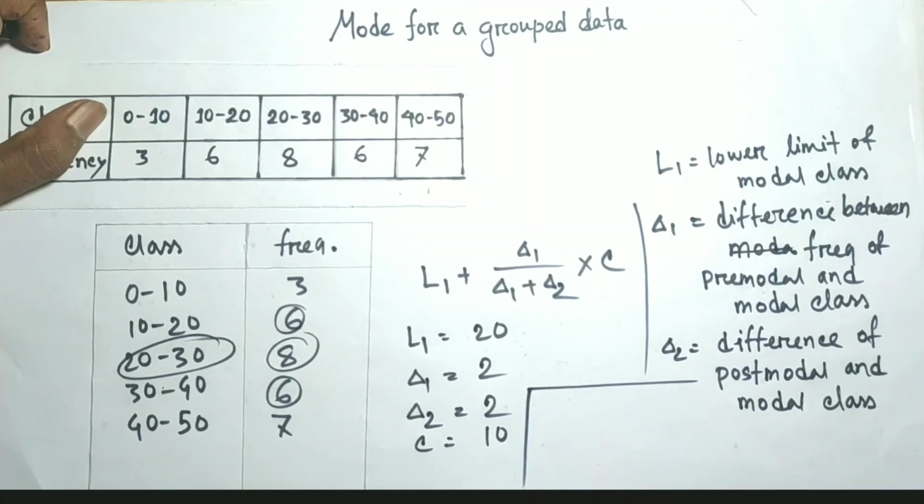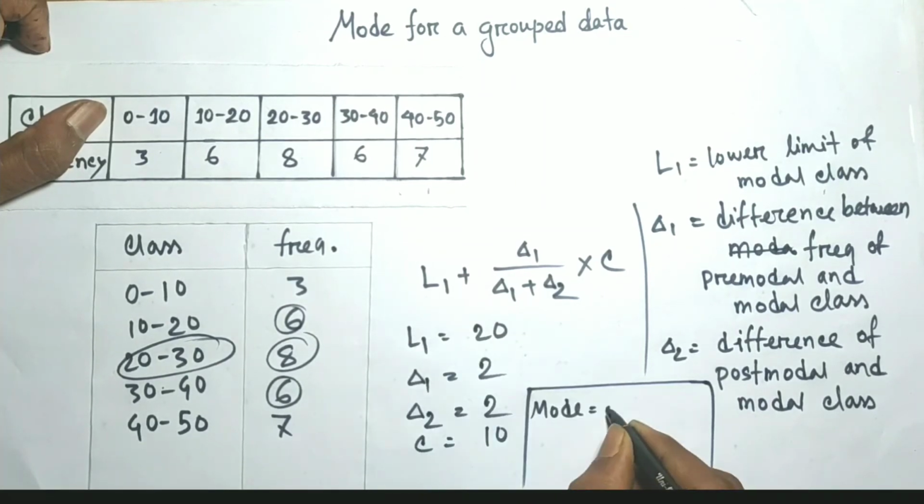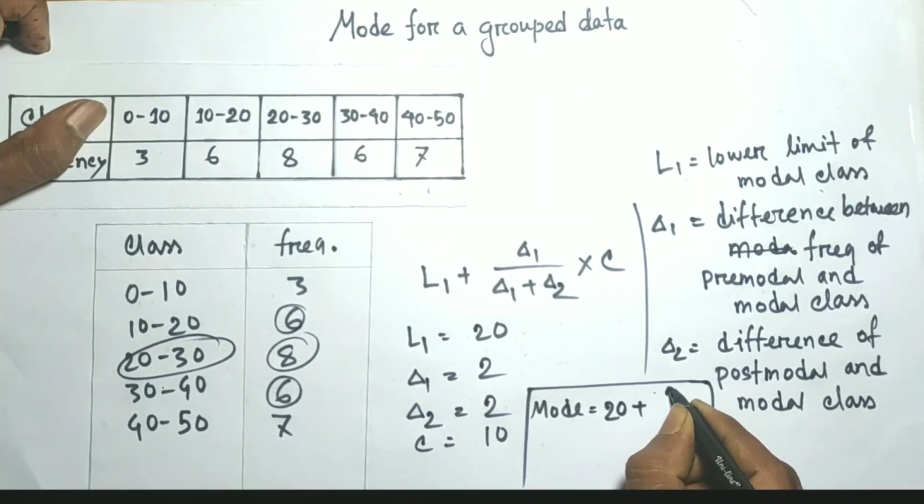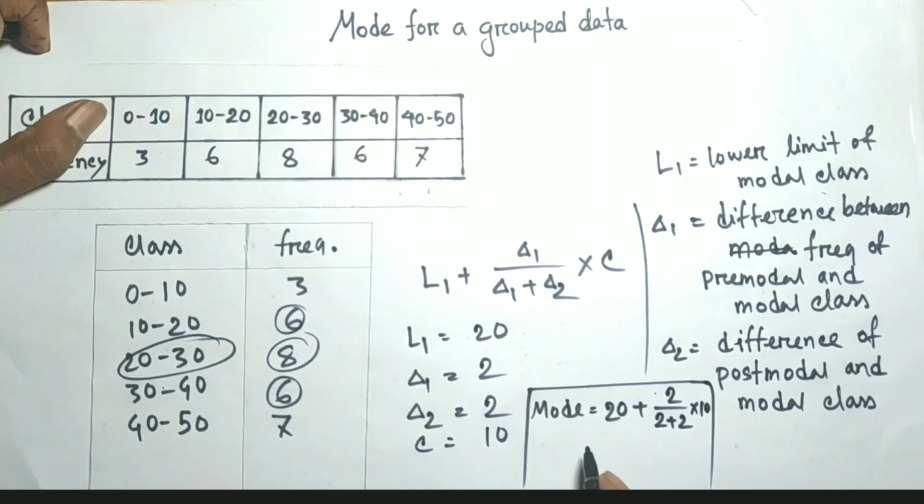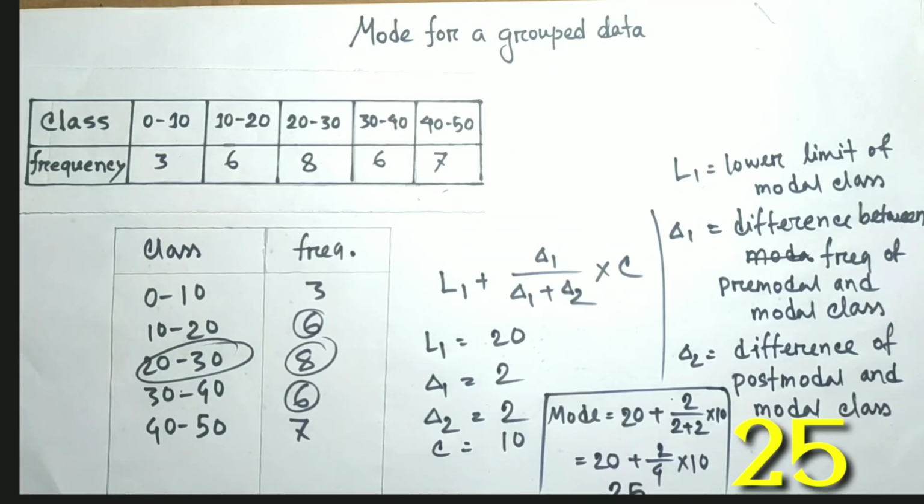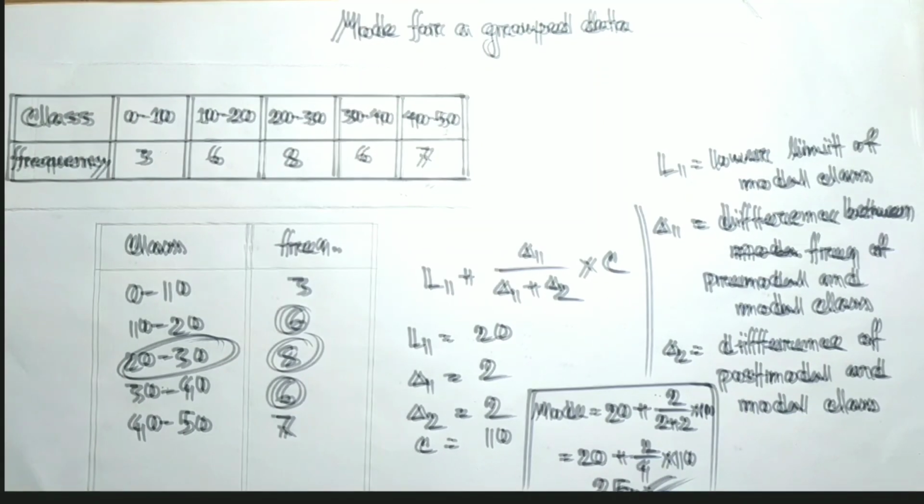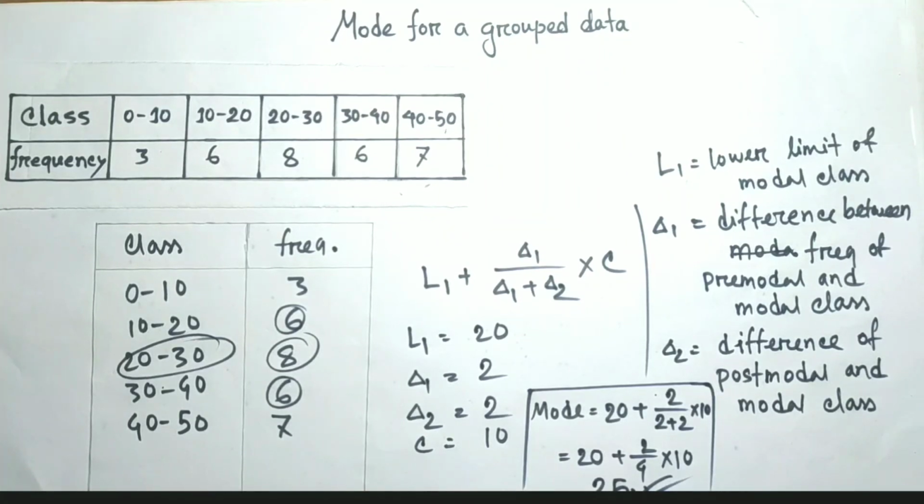So let's put the values into the formula here, and the mode will be 20 plus 2 divided by 2 plus 2, into 10, which is equal to 20 plus 2 divided by 4, into 10, which is equal to 25. So we can say that the mode of this grouped data is 25. So we have learned to find out the mode for an individual series and discrete series as well as the continuous series in this video.